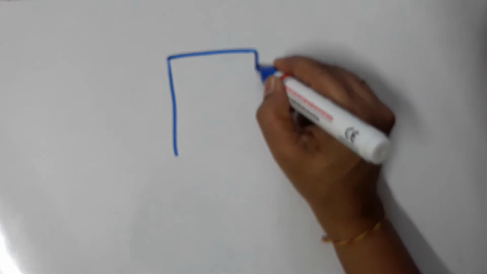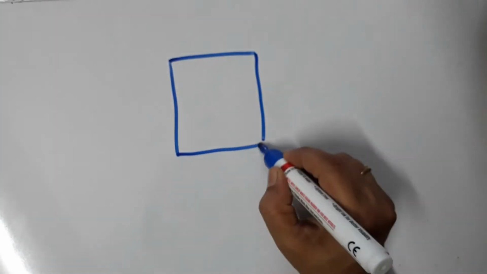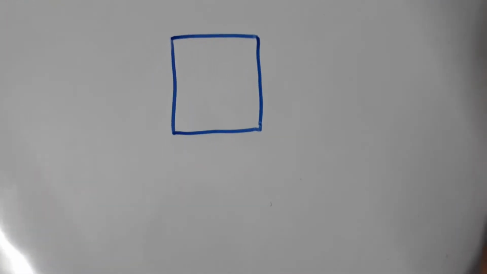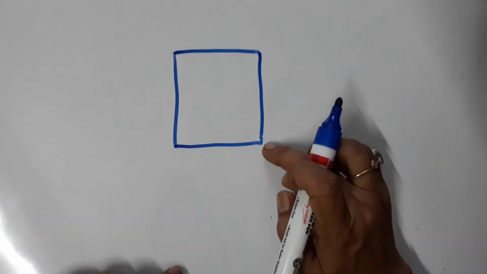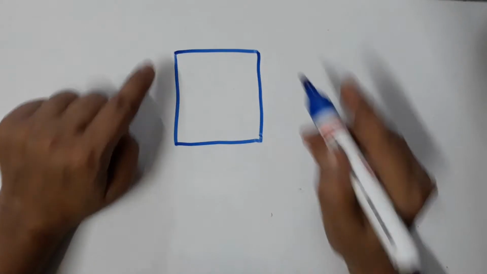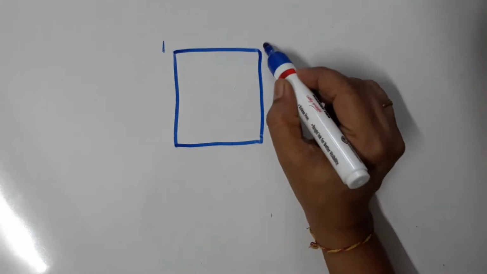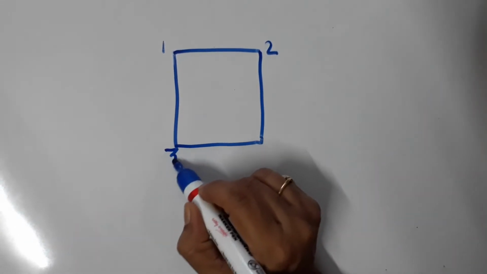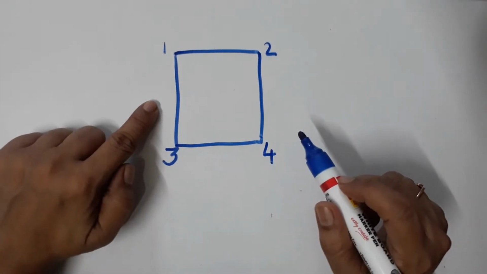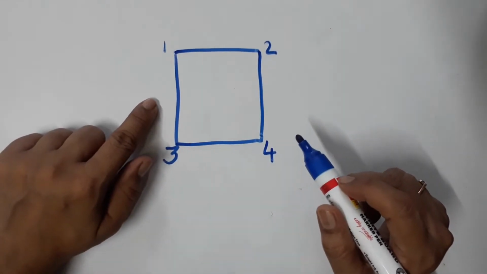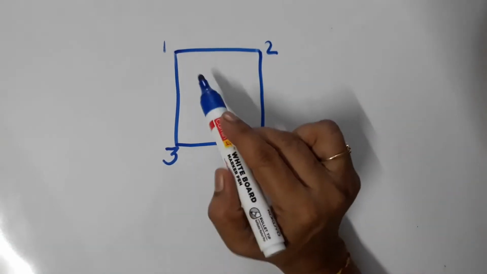Students, which shape is this? This is a square shape. A square shape has 4 corners. 1, 2, 3 and 4.